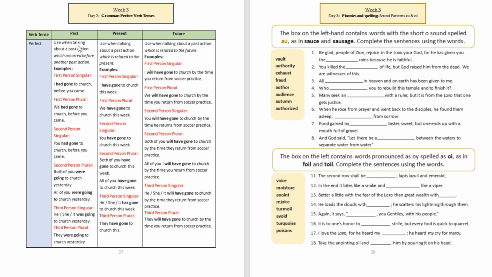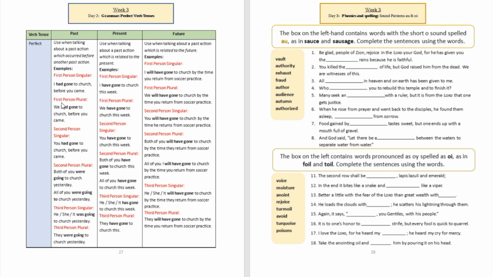So let's take a look at the first person singular example to understand what's going on. Look at it. I had gone to church before you came. The fact that we used had and then gone, in relation to another action in the past, makes this a past perfect verb tense. Did you see that? Going to church is one action, but that action is related to the fact that somebody else is going to be coming to see me. So, I had gone to church before you came. That's an example of a past perfect verb tense.